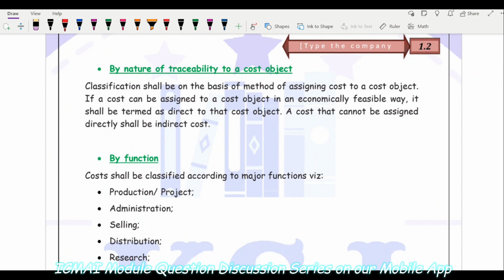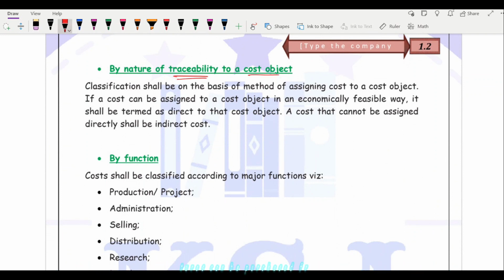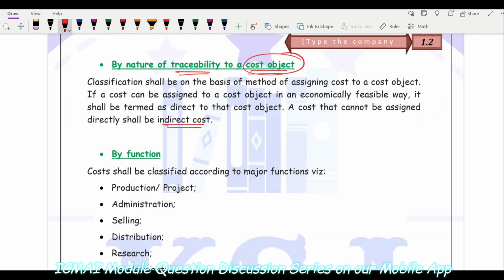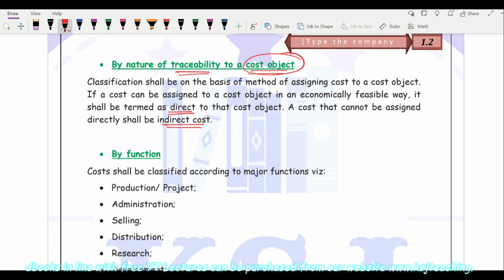Then we can classify on the basis of traceability to the cost object. What is a cost object? The cost object is that for which the cost is being calculated. Now traceability means whether we can identify that cost in 1 unit of that cost object. If we are able to, then it is a direct cost, or else it is an indirect cost. So basically this is into direct cost and indirect cost, depending on how the traceability is to 1 unit of the cost object.